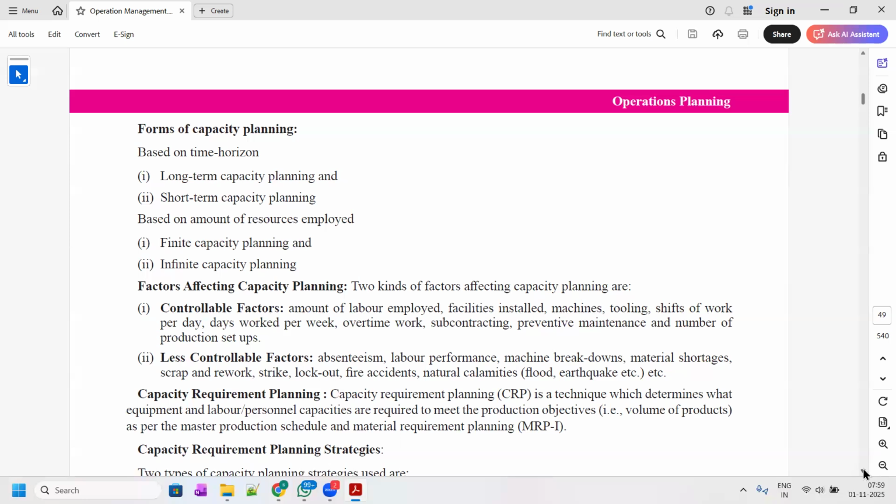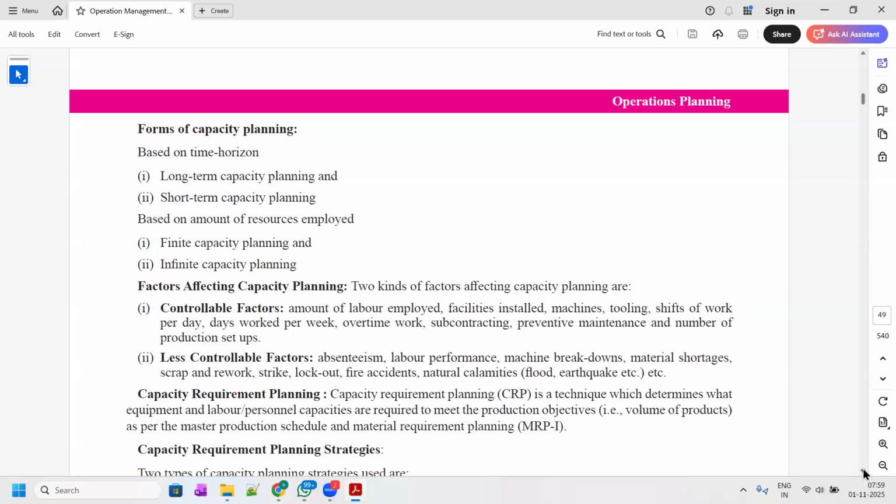And then based on the resources you are employing, it can be finite capacity planning, or it can be infinite capacity planning. Finite capacity planning considers the limits of the available resources such as labor and machines, while infinite capacity planning assumes that there is no limit on the resources. You know that practically that is not possible. Whatever resources we are consuming, all the resources are limited in time.